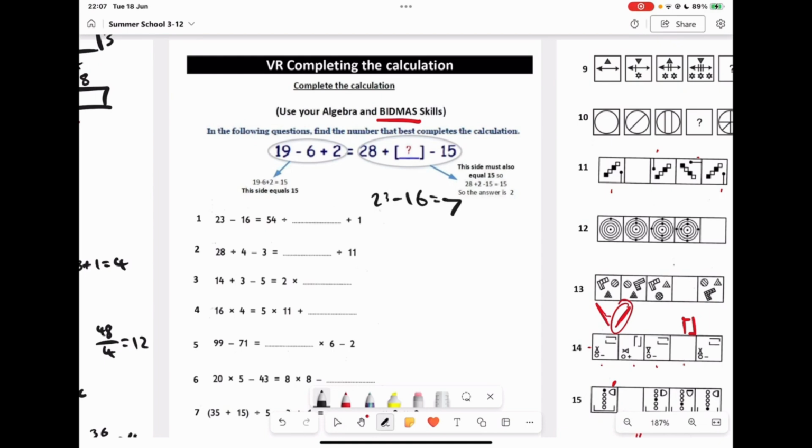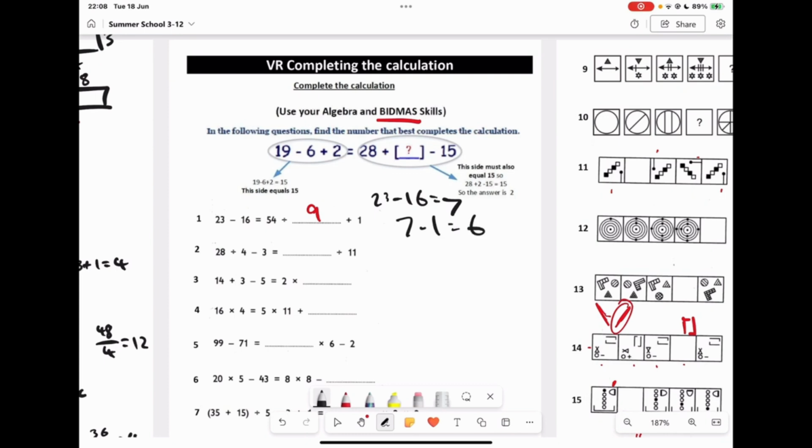And then we have to get the same value on the other side. Because it's 54 divided by something plus 1, we can do minus 1 first. So we know that we need to get a value of 6 from 54 divided by something. We know that 54 divided by 9 is 6. So we write 9 here, and then our answer is 54 divided by 9 plus 1, because 54 divided by 9 is 6, and then plus 1 is equal to 7. So this is just writing out our workings, and that's our answer.